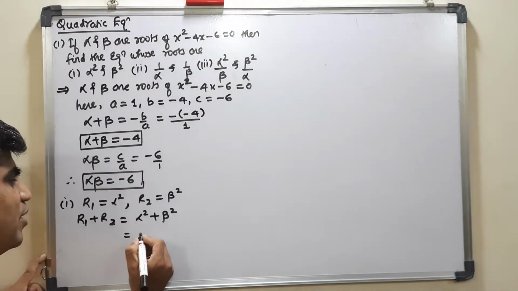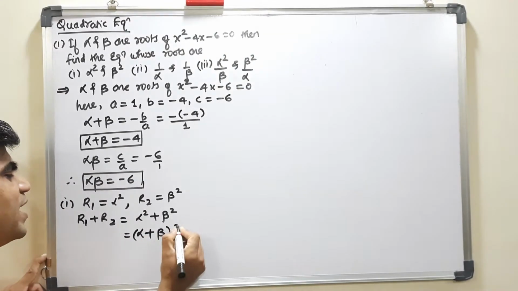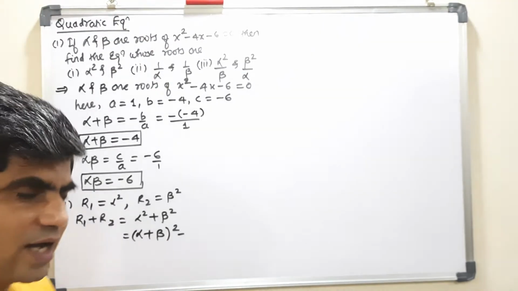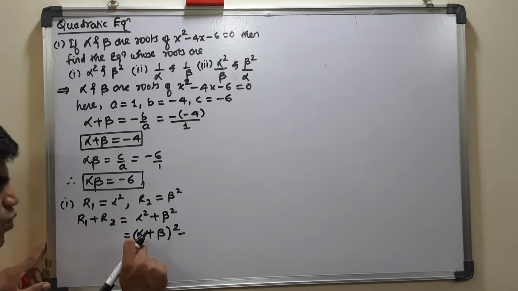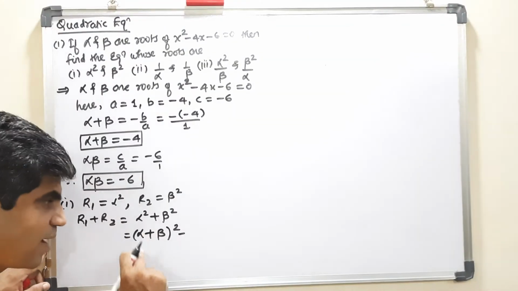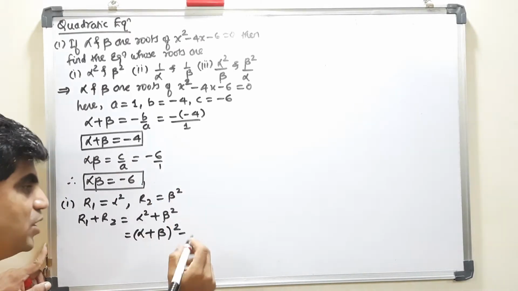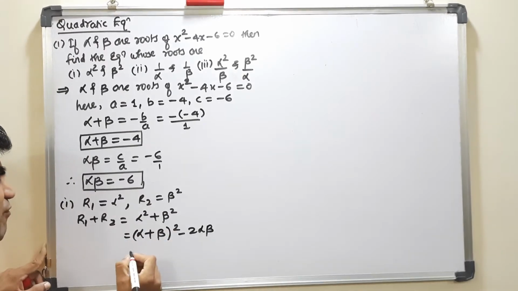It will become your alpha plus beta the whole square, okay, minus what is extra? What is extra? Extra here is when you square this, you will get alpha square plus beta square plus 2 alpha beta, that is the extra term. So remove that term over here, right? And now you fill up this.